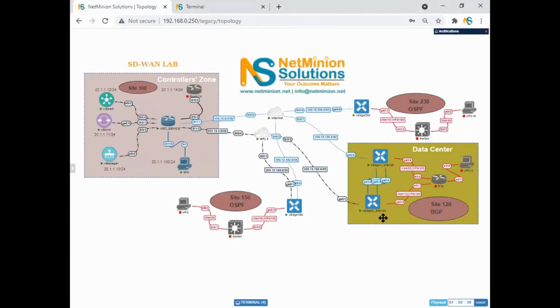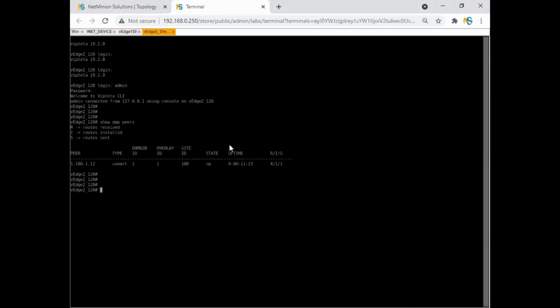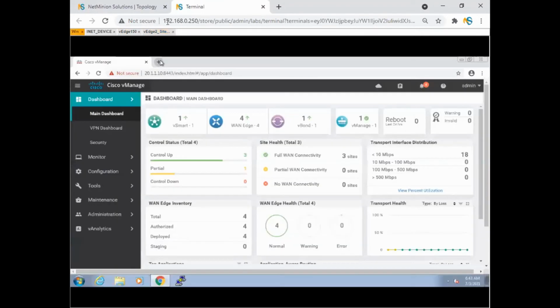Again, if you check on any of the devices, maybe if you are checking on 120, here also if you run admin show OMP peer, it should be only 1, because in this topology you have only one vSmart. That's it. Any doubts so far?